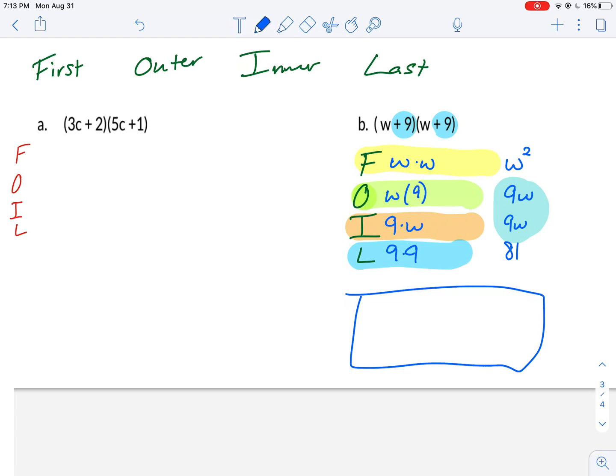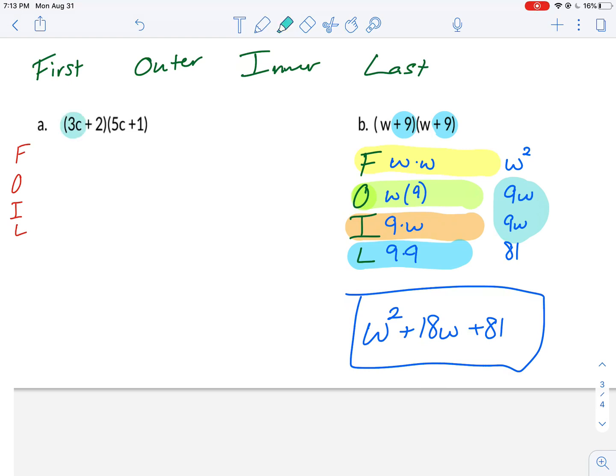And almost always you're going to notice that the middle two terms combine. Those are the two that you can add together. So then I have W squared. 9 plus 9 is 18. 9W plus 9W is 18W. Plus 81.